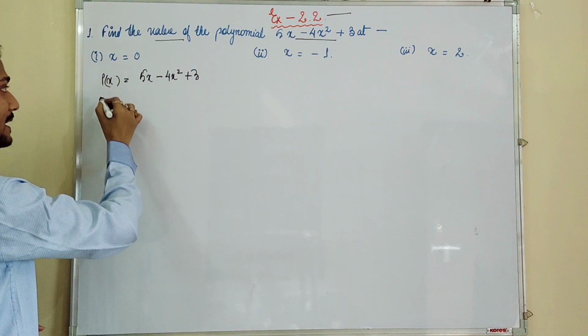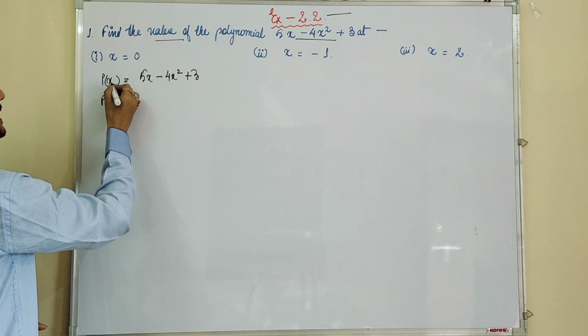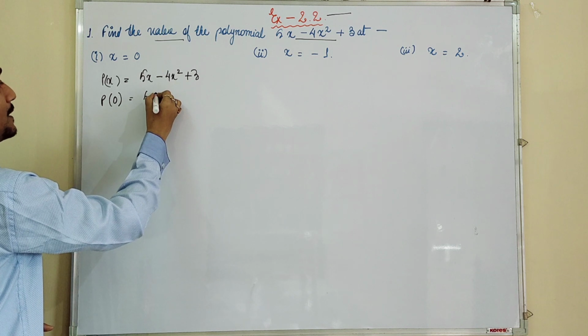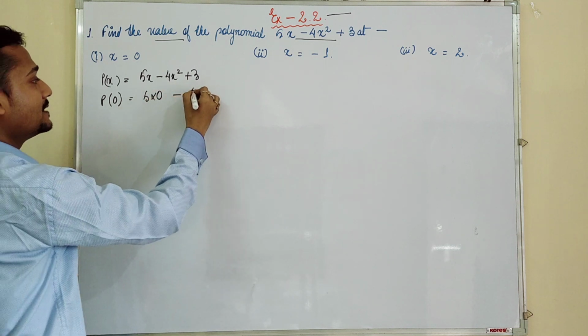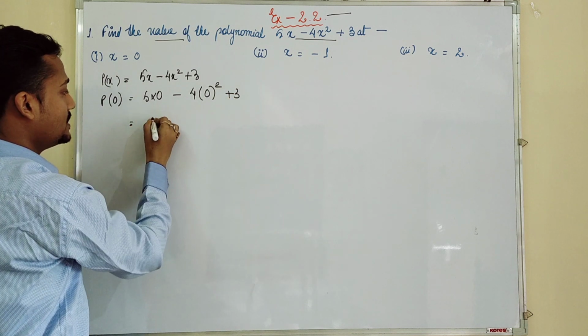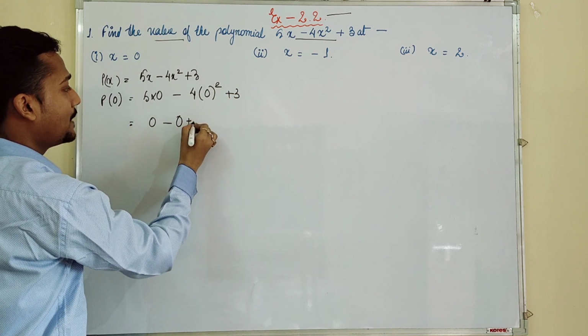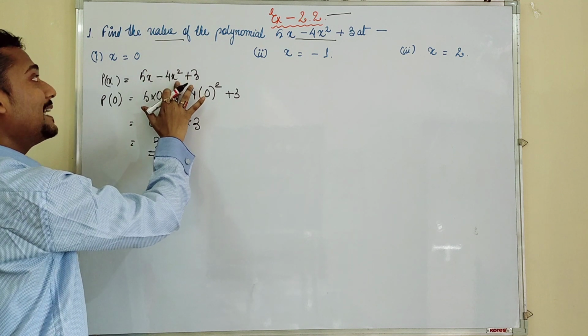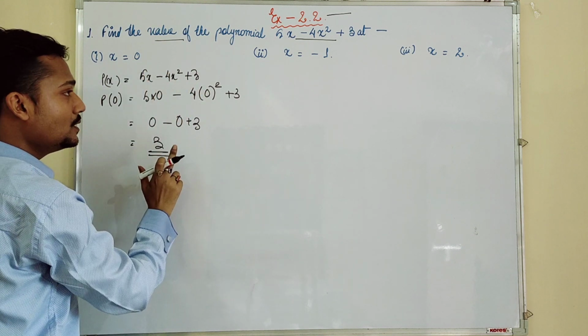Okay, so if p(x) is equal to this, then in place of x, if I put 0, then p(0) will be what? p(0) will be 5 into 0 minus 4 into 0 square plus 3, is equal to 0 minus 0 plus 3, is equal to 3. That means the value of this polynomial at x equal to 0 is equal to 3.